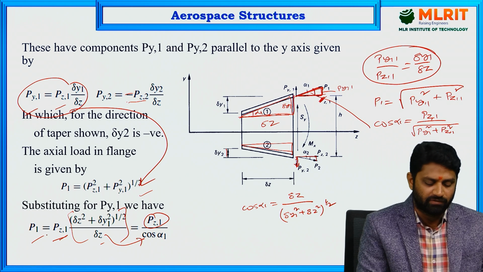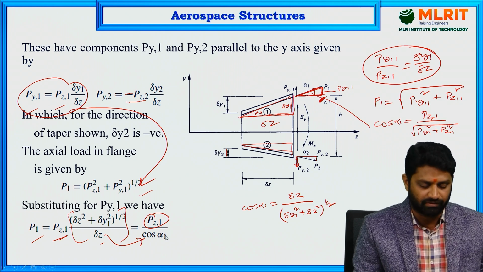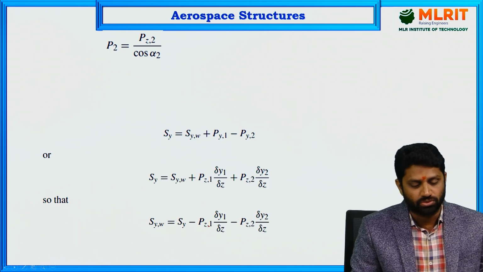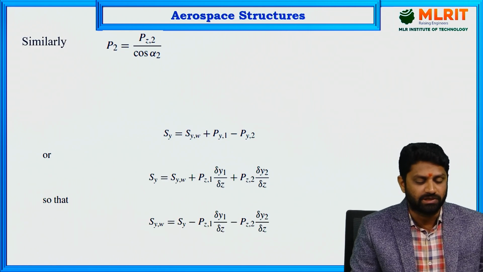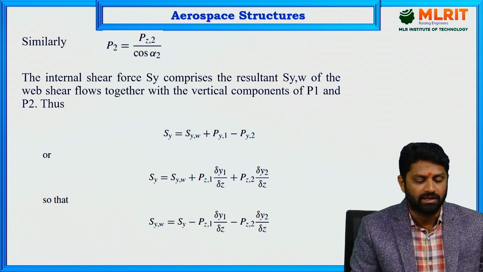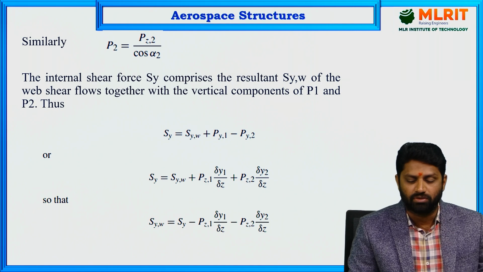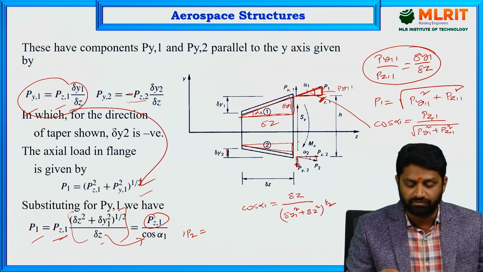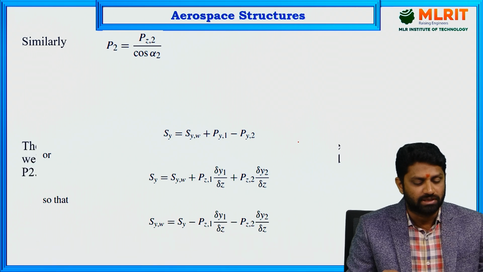Now here, replacing this value by cos alpha 1, you get P1 equals PZ1 by cos alpha 1. Okay. In a similar manner, you can write P2, the axial load in flange 2, as P2 equals PZ2 divided by cos alpha 2. Now the internal shear force Sy, if you look at the diagram, comprises different forces. So let's look into that.